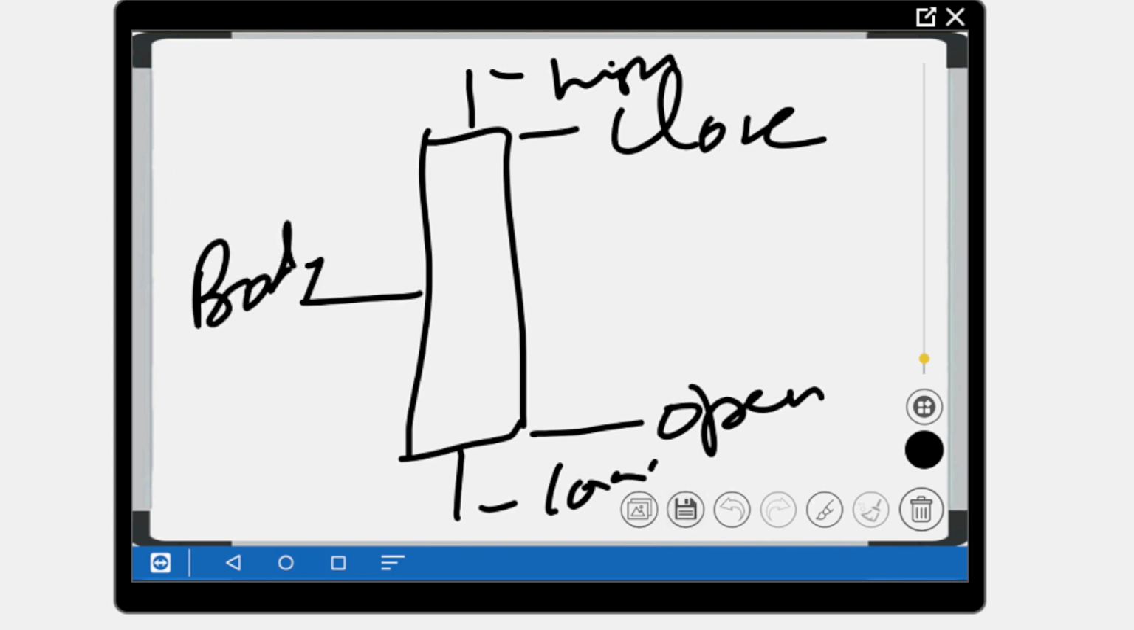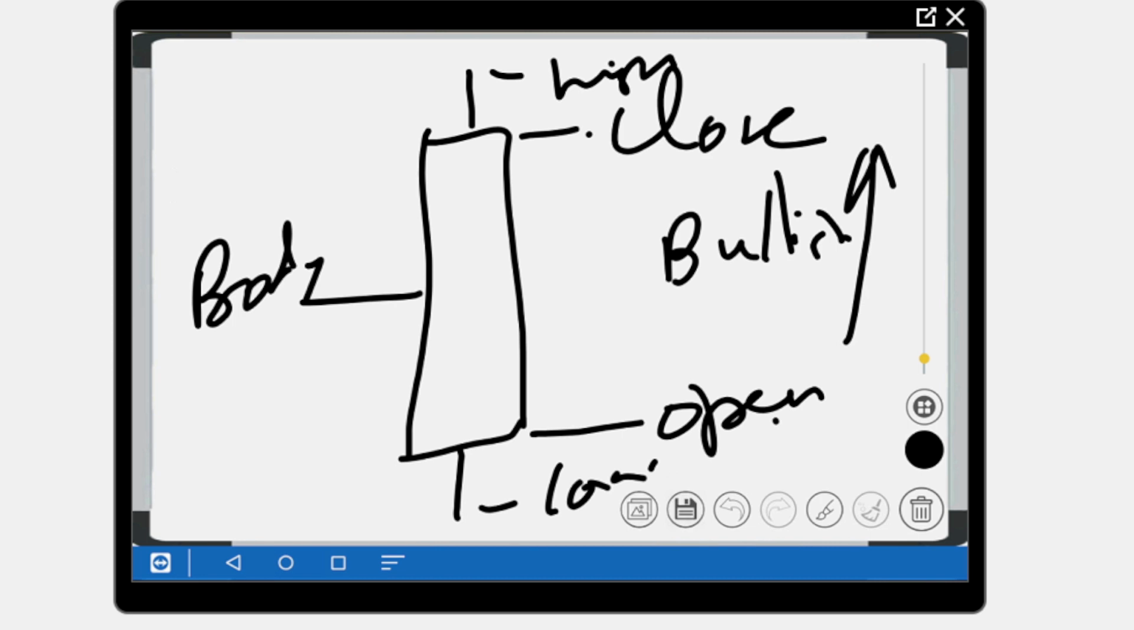So if I ask you what type of candlestick that is, bullish or bearish, if you tell me that's a bullish candlestick, you're right. This is a bullish candlestick. Why? Because the closing is above the open. The open is here and the closing is here.